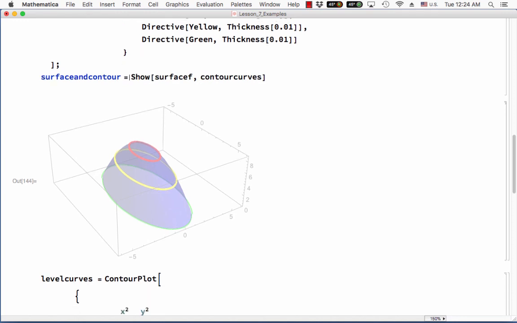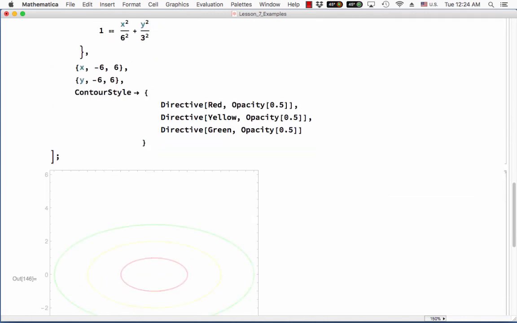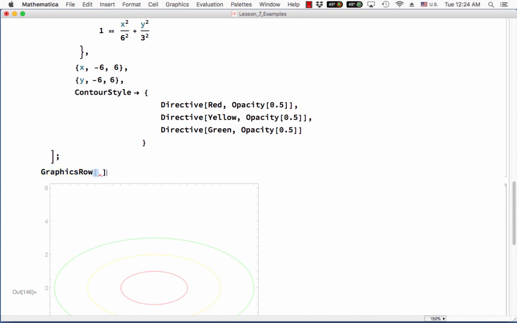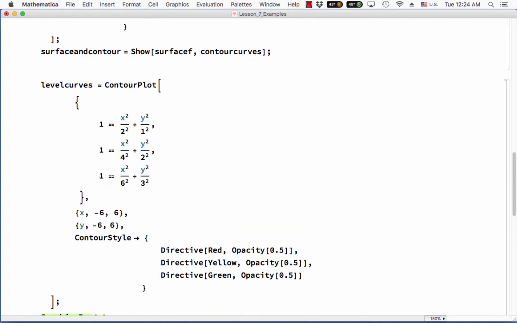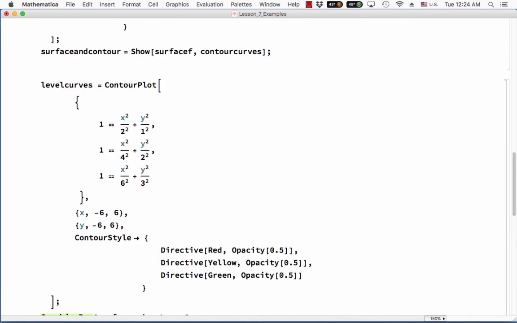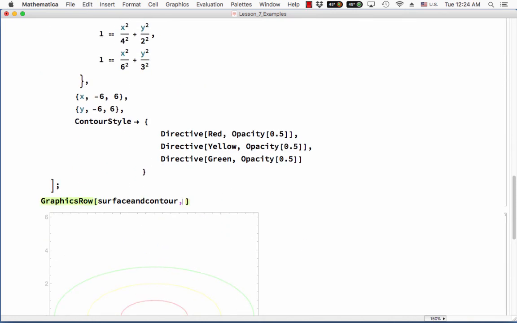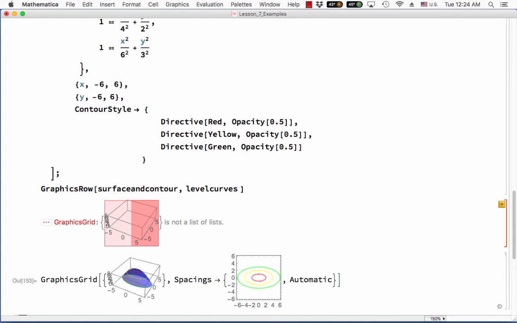Okay, and we'll suppress the show command. So this is kind of doing graphics objects together. And then what we'll do is what we call a graphics row. The graphics row basically allows me to combine two things side to side. I always forget how this works. I think I get the surface contour, and then I get the level curves, and I put them right next to each other.